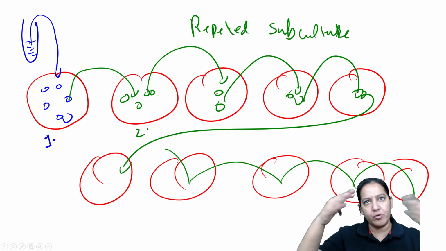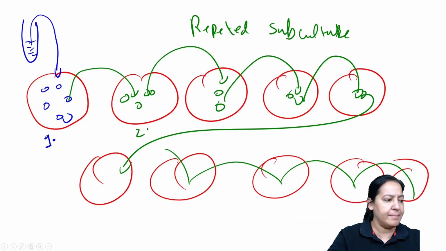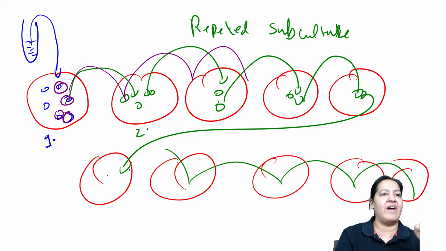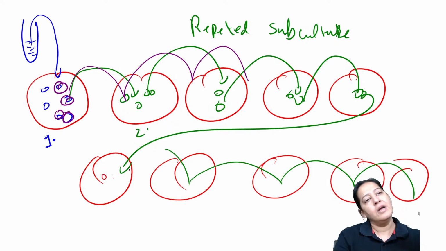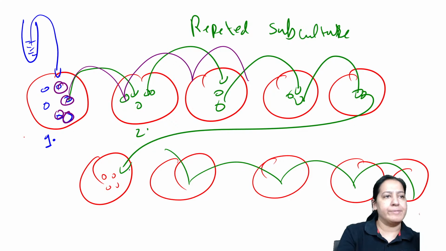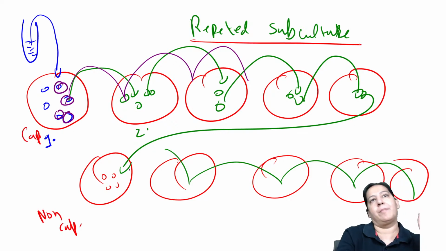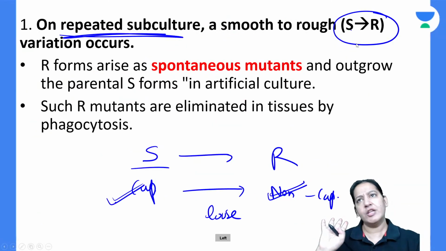If you repeat the process several times, the bacteria will lose its capsule. Initially the capsule is present in the bacteria here, but if you do repeated subculturing, in the end you will find that the bacteria are non-capsulated. The capsule is already lost. So the capsulated form can be converted to non-capsulated form by repeated subculture. The process is very easy. ये तो बहुत easy था.